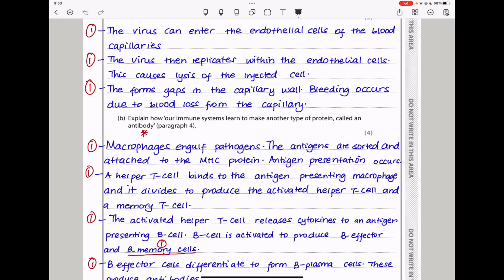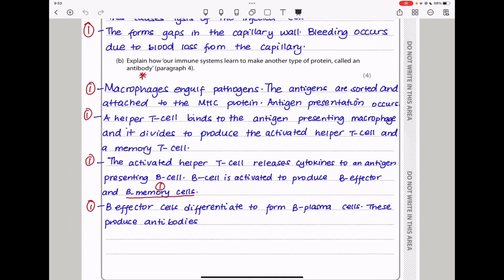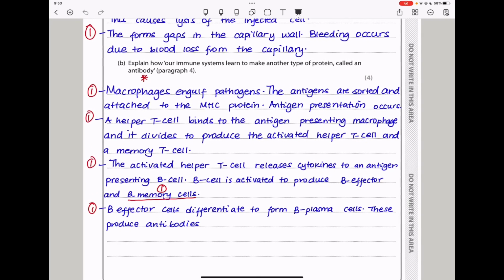The next part says, explain how our immune systems learn to make another type of protein called an antibody. Here we have to refer to paragraph 4. The question is for marks. The space given is not that big, so you do not have to go through the whole bigger version of the immune response. So I chose the shorter version.